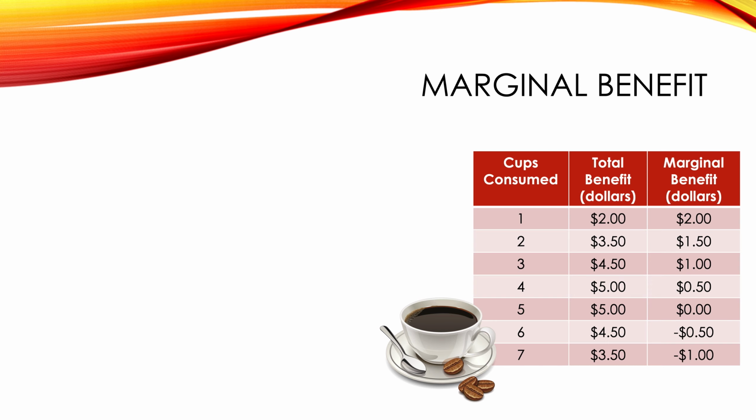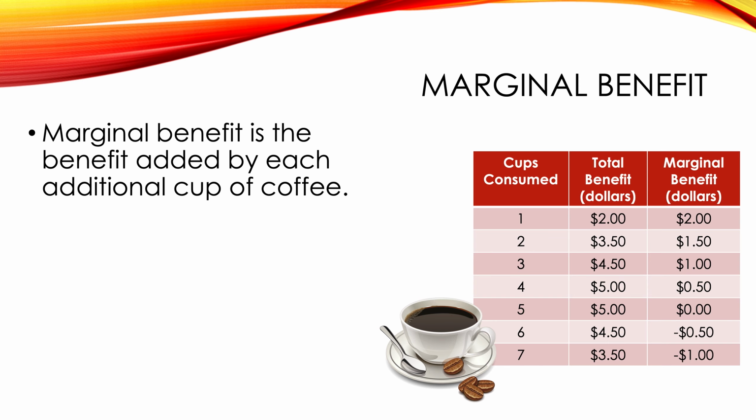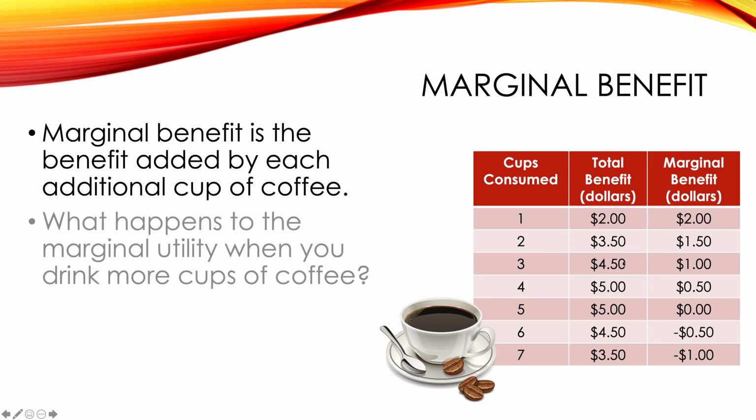So again, the first cup of coffee added $2 worth of benefit here, as we see right there, so the marginal benefit was $2. The total benefit after drinking 2 cups was $3.50. Since we already know that that first cup gave us $2 worth of benefit, that second cup had to have only added $1.50. So $3.50 minus $2 is $1.50. The third cup of coffee, our total benefit's $4.50. That third cup only added the difference between these two values, aka $1.